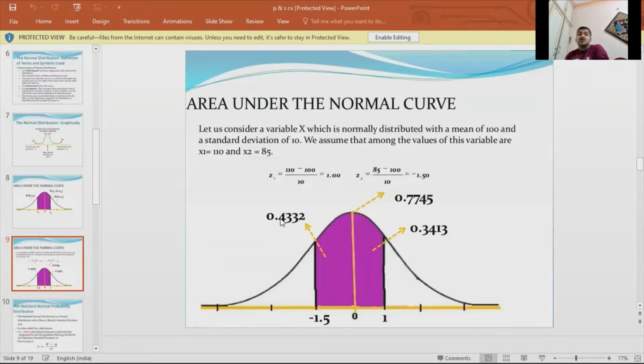The area under the curve. Let us consider a variable x which is normally distributed with a mean of 100 and a standard deviation of 10. We assume that among the values of the variable are x1 equals 110 and x2 equals 85. Therefore, z1 equals (110 minus 100) by 10 equals 1, and z2 equals (85 minus 100) by 10 equals minus 1.50. The corresponding areas for x1 and x2 are then read from the table, such as 0.4332 and 0.3451.